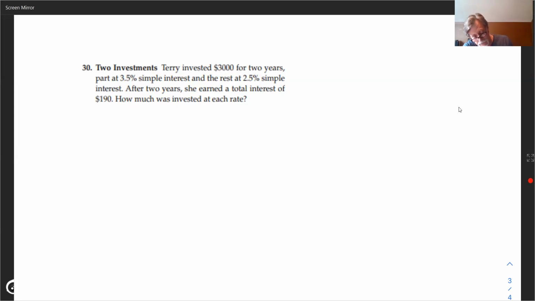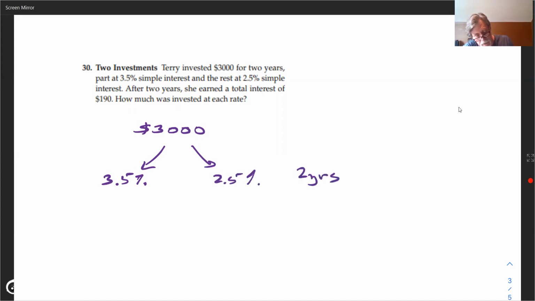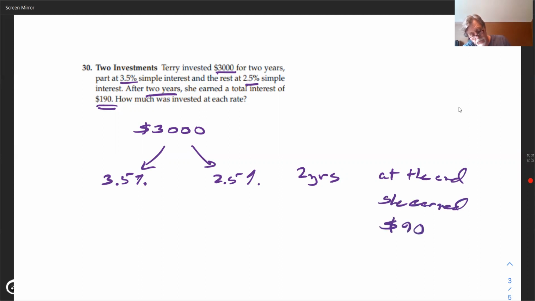So basically what Terry is doing, she's got $3,000 and she's going to split part of it in the 3.5% account and the other she invests at 2.5%, and she's going to do it for 2 years. So what I'm really doing as usual is I'm grabbing the numbers 3,000, the percents and what they mean, and after 2 years, oh, one more number. That one's important. At the end, she earned $190 through simple interest.